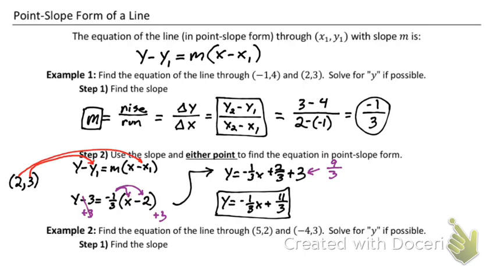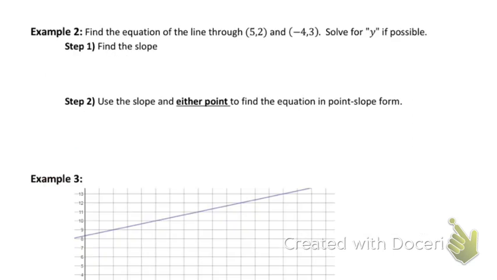So we're going to move on to the next example. Next example says, find the equation of the line through 5, 2 and negative 4, 3 and solve for y if possible. It will be possible. So our slope is m. I'm going to pick 2 to be my first y, which means 5 has to go underneath it. 2 and 5 have to be matched up.